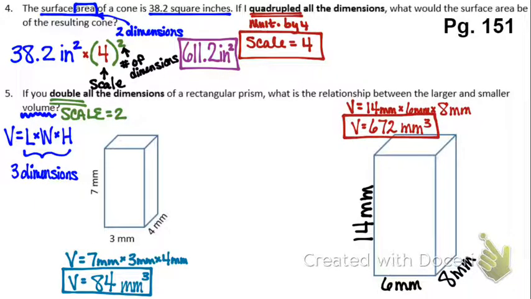Let's see if we can find a relationship here between the smaller one and the bigger one. Because it'd be really helpful if every time I enlarged it by the same amount in each dimension, I didn't have to draw a new picture and recalculate it all over again. So we took our original volume, right? What did we do to each of those dimensions? We multiplied by 2. So here's my scale.